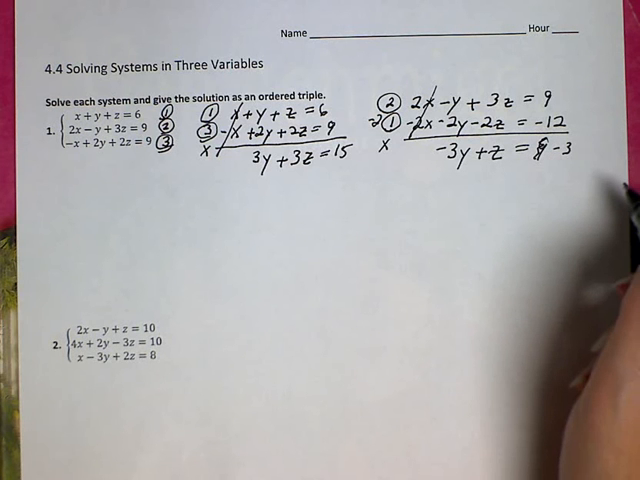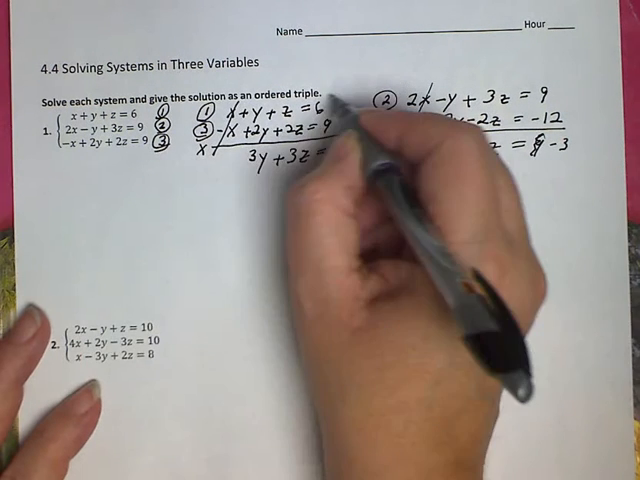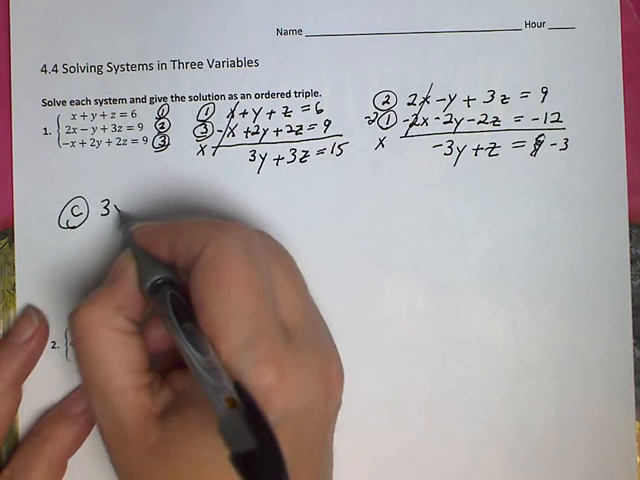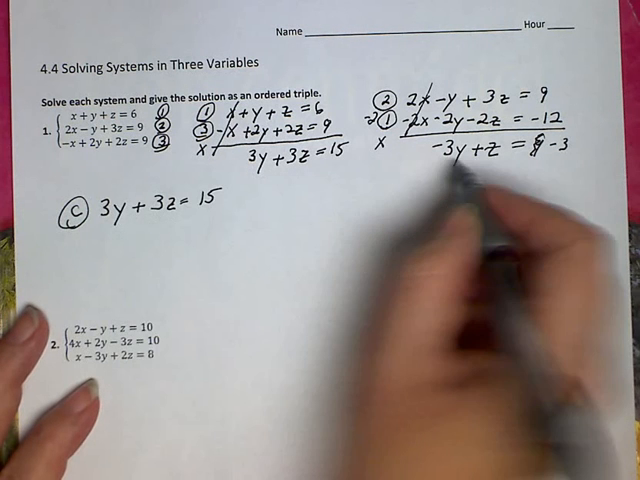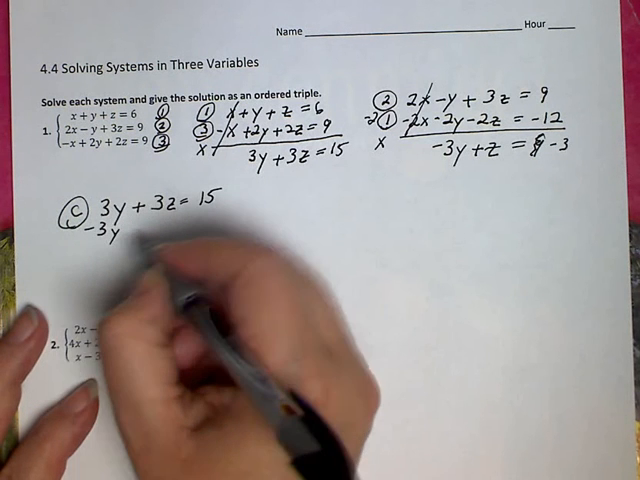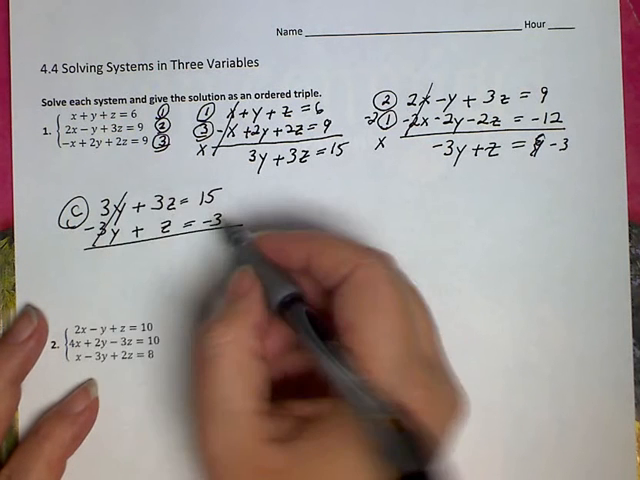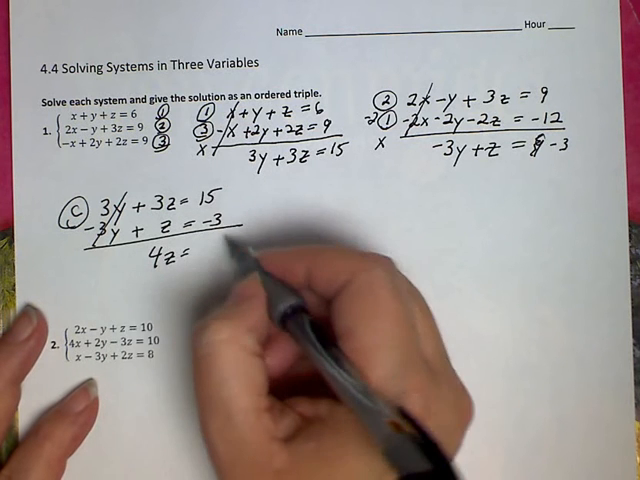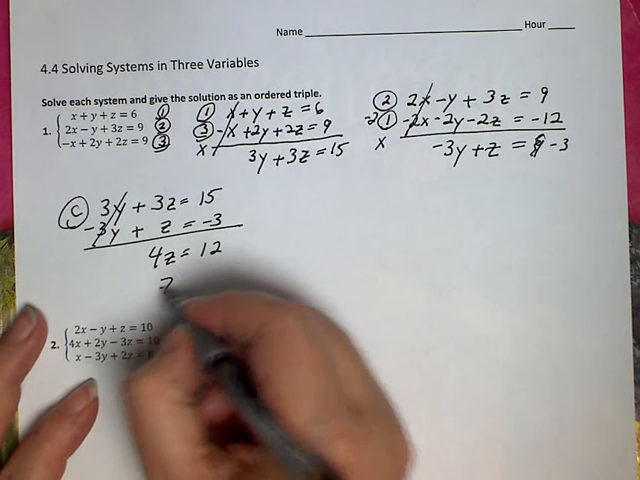Alright. So now you use these two to get rid of one of them. So I'm going to bring it over here. So this was what I did, A, B, now I'm at C. So I'm going to go 3y plus 3z is equal to 15. Bring that over, negative 3y plus z is equal to negative 3. Adding down, those cancel, 3z and 1z is 4z is equal to 12. Divide by 4, z is 3.